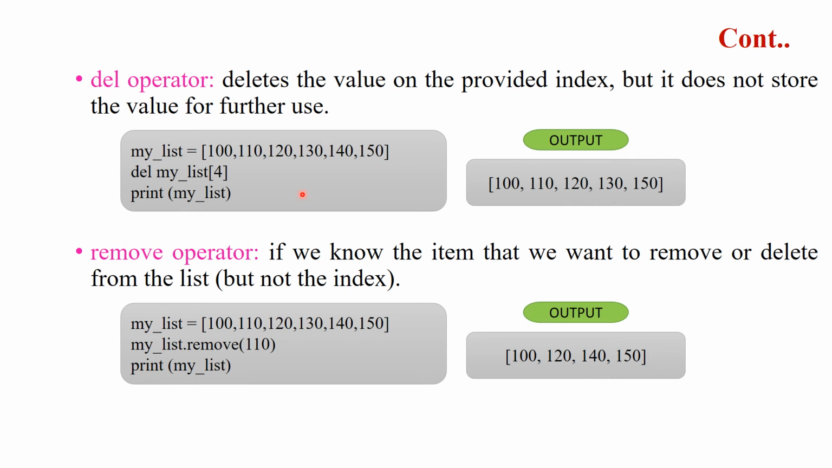So next one is the remove operator. If we know the item that we want to remove or delete from the list, but not the index value, we can use remove. Here I have a list of values. Suppose I want to remove the 110 value, we can just specify my list dot remove of 110. So the values 100, 120, 130, 140 and 150 will be printed.